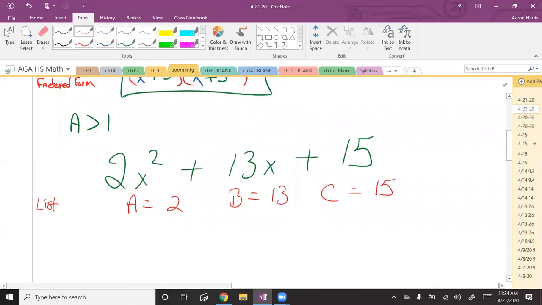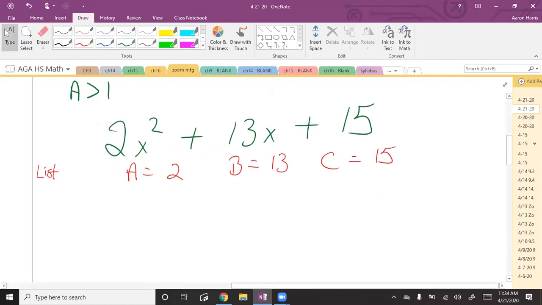Here's where I always check first. Can I pull a GCF out of A, B, or C? That answer would be no, because 2 is not going to go into 13 evenly or 15. Therefore, I know that I don't have a GCF. But always check. Always check, okay? So now, since A is equal to that and C is equal to that, we're still going to do the absolute value of A times the absolute value of C.